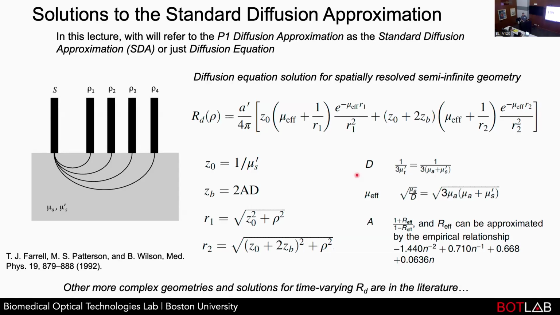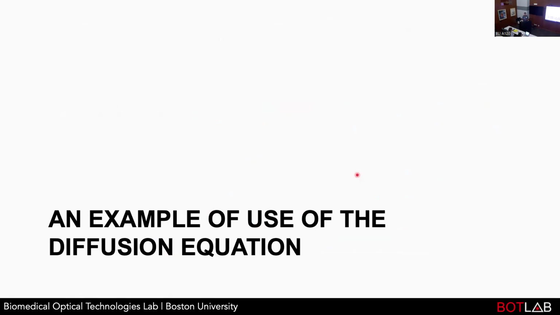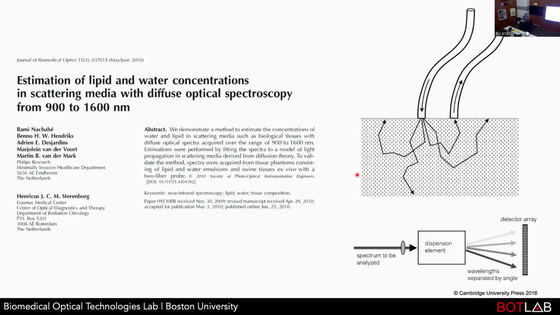So this is just such a convenient tool in your tool chest, right? You can make a device that's relatively simple and have a way of extracting mu A and mu S prime with some closed form analytical solutions under some specific conditions. And we'll go into some of those caveats in a moment. But I want to show you an example from literature of a group that's used the diffusion equation in this way. This is a paper from 2010, so it's a little bit old, but published in JBO.